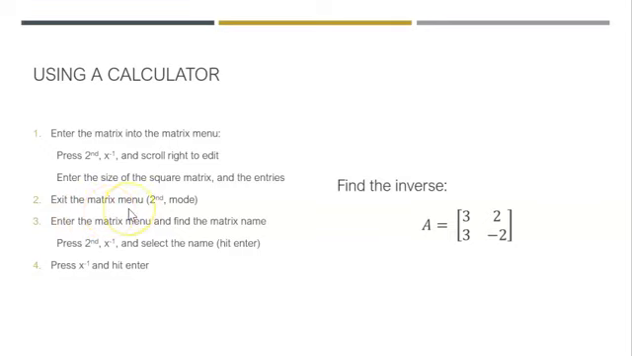Then you're going to exit the matrix menu, which is second, and then mode. Then you're going to enter the matrix menu and find the matrix name for the matrix that you used. So I usually put it in matrix 1. And then finally, you're going to hit enter on that and press the x-1 button and hit enter. So let me show you that on my SmartView calculator.